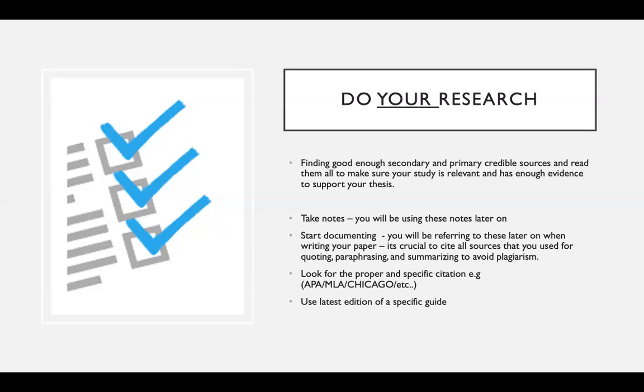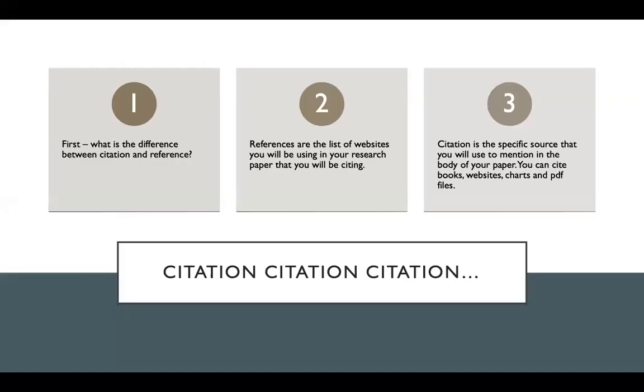This is something crucial: to cite all your sources that you use for quoting, paraphrasing, and summarizing to avoid plagiarism. And you have to look for proper scientific citations. So the APA, MLA, Chicago, Vancouver styles, there are a lot of various styles that you can choose from. And you basically have to use the latest edition of a specific guide.